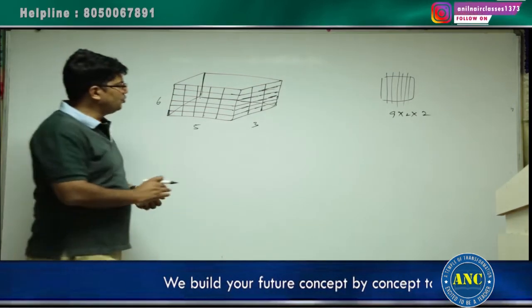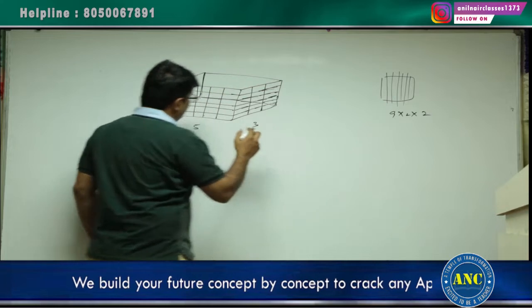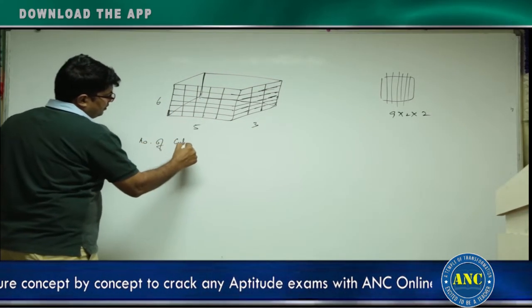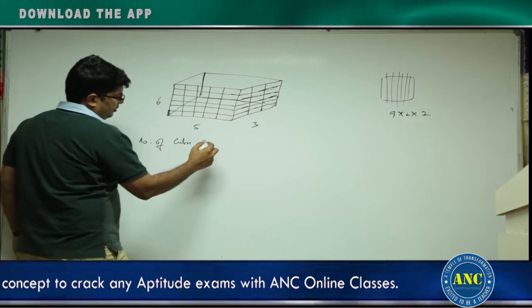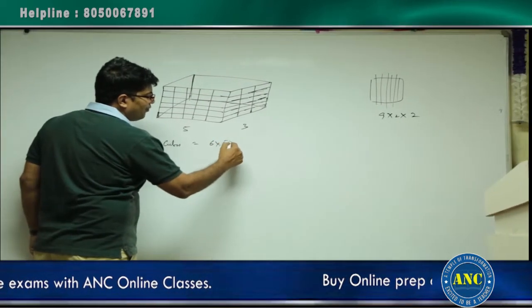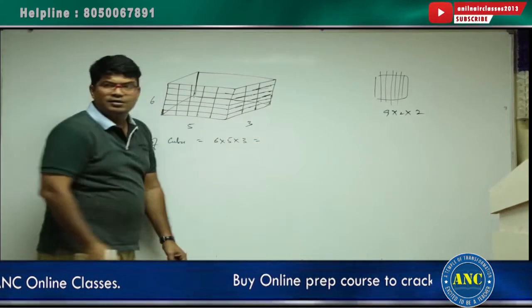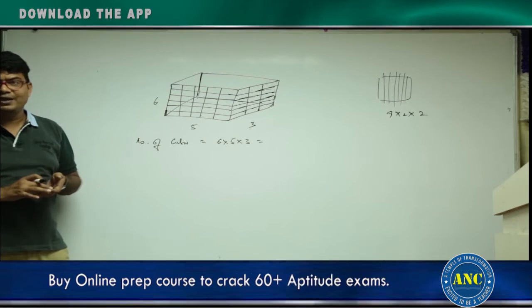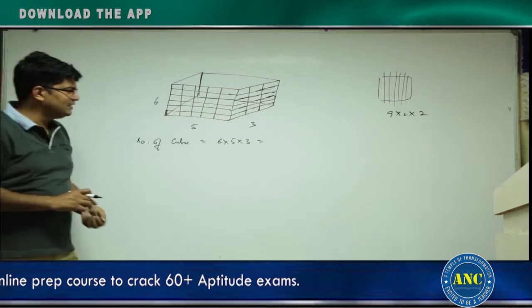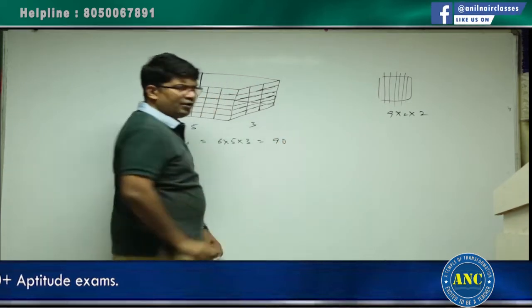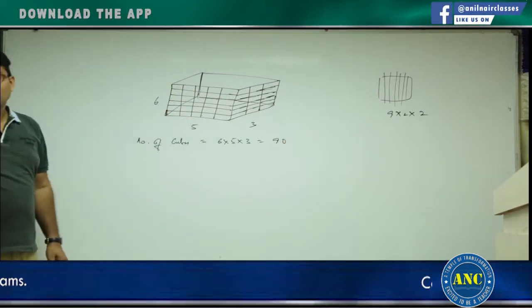So totally how many cubes are there in this? Number of cubes within the 6 into 5 into 3, right? Length into breadth into height, total number of cubes, how many will it be? 6 into 5 into 3, 6 5s are 30, 30 into 3, 90 cubes. Are you okay? Yes. Okay?